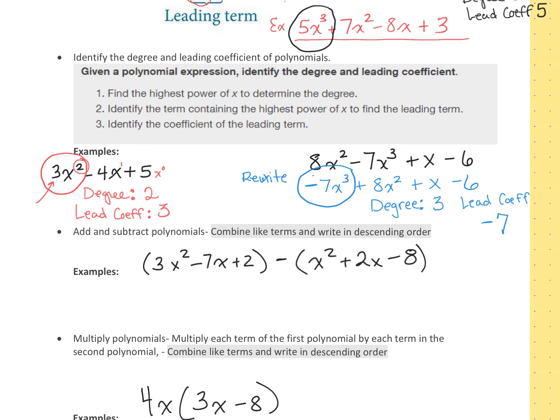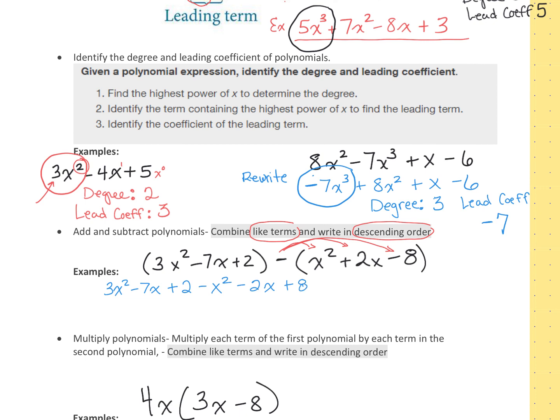All right. The next thing we want to be able to do with our polynomial is add and subtract polynomials. So basically, we're just going to combine like terms, and then we're going to write it in descending order. Now, in this case, I have to distribute this negative sign first. So that's what I'm going to do first, is distribute this negative and rewrite it. 3x squared minus 7x plus 2. This will be minus x squared. -1 times 2 is -2x. And then -1 times -8 is +8.